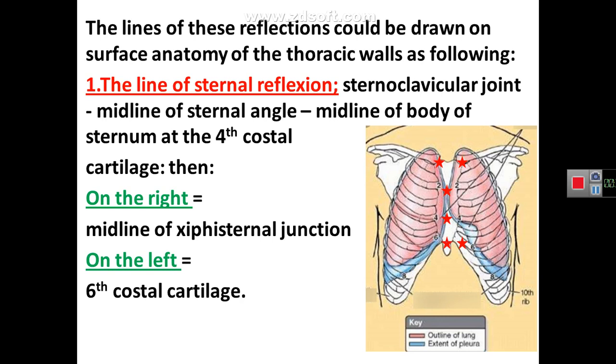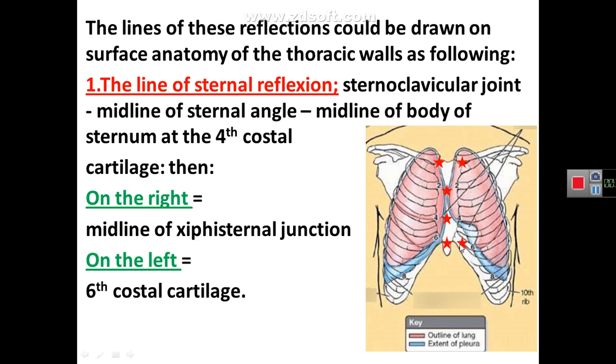While the left sternal reflection will be the line extending from this point, the midpoint at the fourth costal cartilage, to this point, which is the sixth costal cartilage, away from the midline, on the left side of the midline. So about that, I have finished the line of sternal reflection for both the right and left pleura.